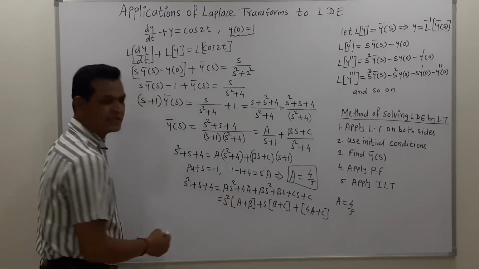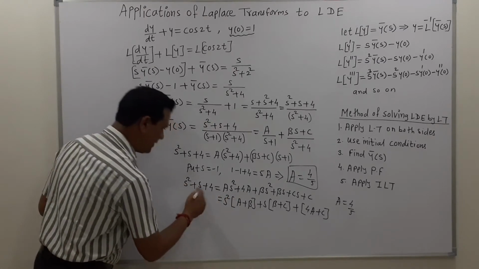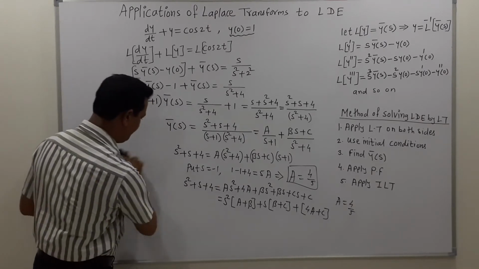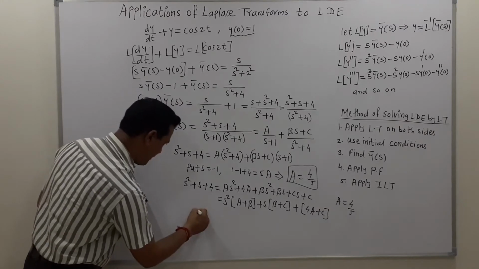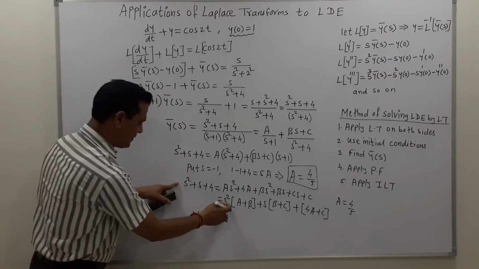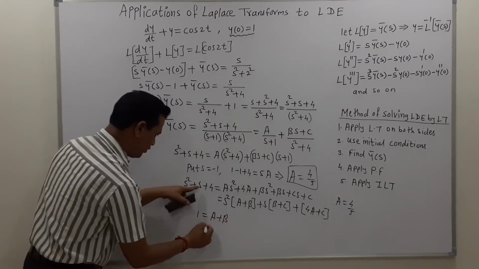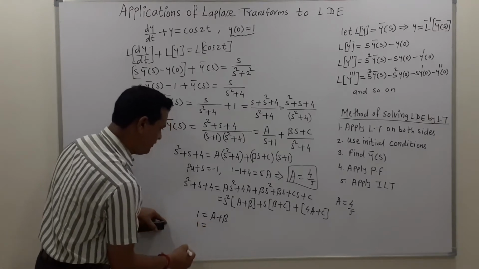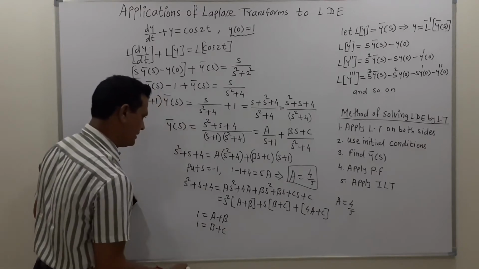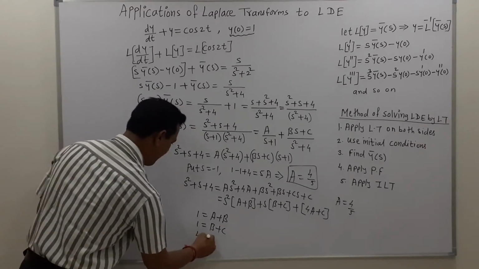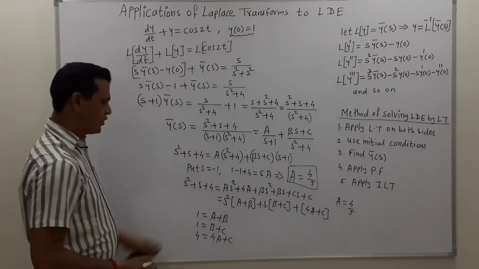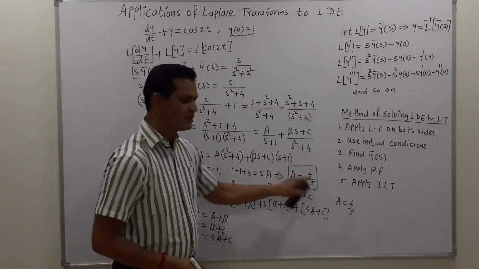Now this side is s square plus s plus 4. If we compare the coefficients of s square, s and so on, we get 1 is equal to a plus b, because the coefficient of s square is 1 here. Now the coefficient of s is again 1, which is equal to b plus c, and again we get 4 is equal to 4a plus c. Now friends, we already know the value of a, which is 4 by 5.